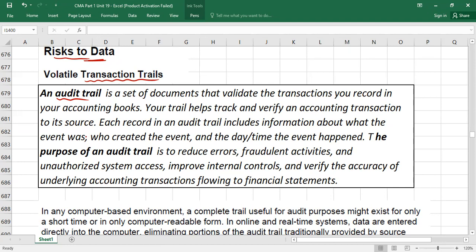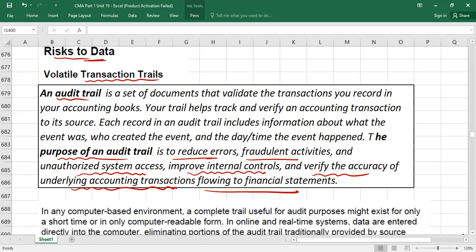Now the point is, what is the purpose of an audit trail? The purpose of an audit trail, when history is created, is to reduce errors, fraudulent activities, and unauthorized system access, improve internal controls, and verify the accuracy of underlying accounting transactions flowing to the financial statements. So you can simply ensure which transaction was recorded, who recorded it, when it was recorded, and what the date and time were. This is the purpose of the audit trail.